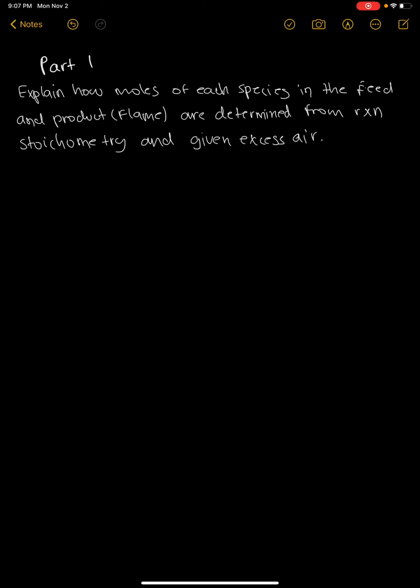So the scenario is, let's say you have a Bunsen burner and you light it up on fire and it creates a flame. So the fuel source in this example is going to be the CH4, and it's going to react with the air, and it's going to have a product of CO2 and our water. So let me write that out.